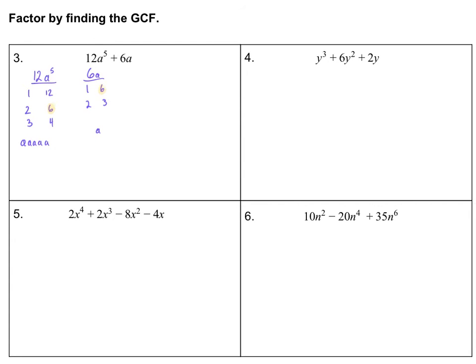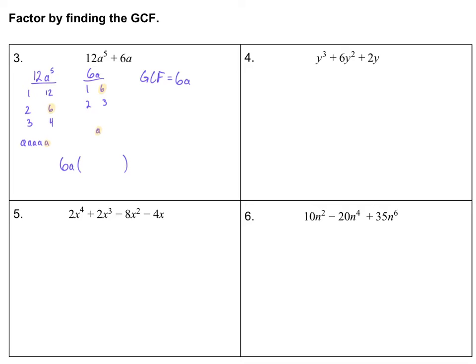Well, they're both divisible by 6, so that's my numerical GCF. They both have a single a, so my GCF is 6a. All right, so 6a is what I'm factoring out. So I take out a 6a. What did I leave behind?